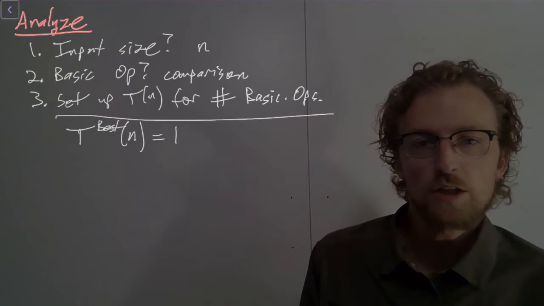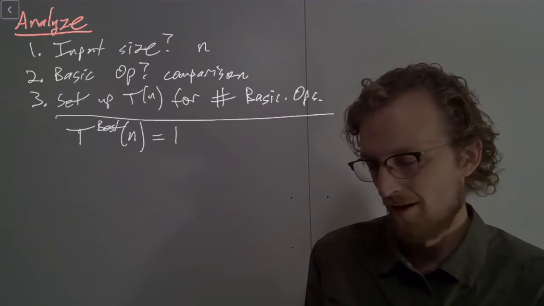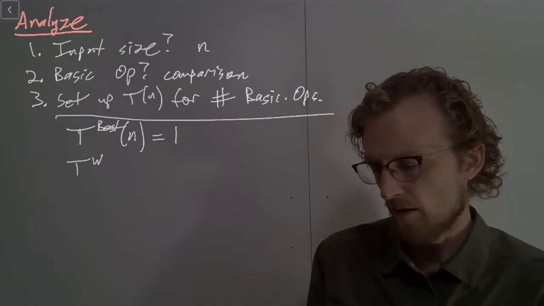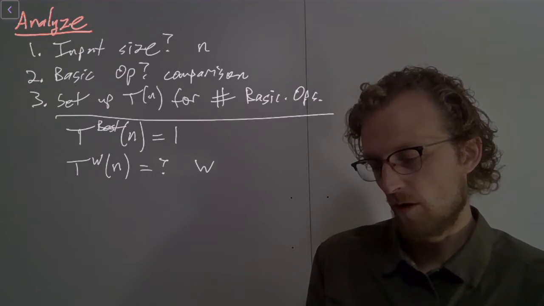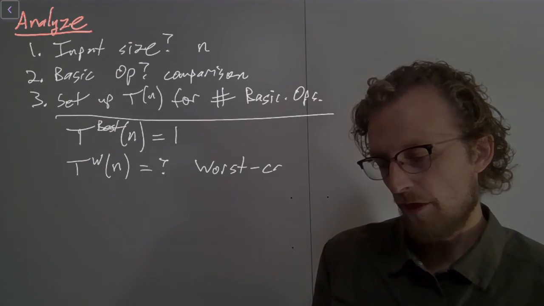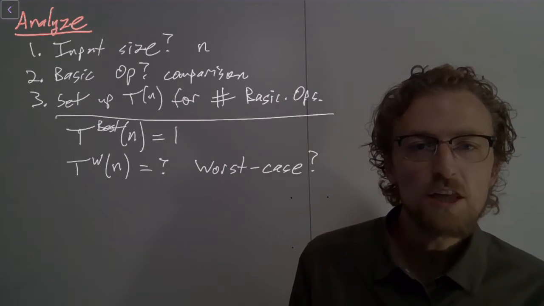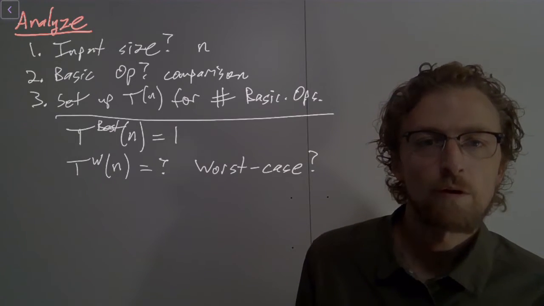All right, so what's the other extreme? The other extreme is T worst of n. And I'll just write a w to make it very clear. What is T worst of n, for our worst case? Well, let's think about how we could feed this thing an input that for any n maximizes the number of comparisons that have to be made.